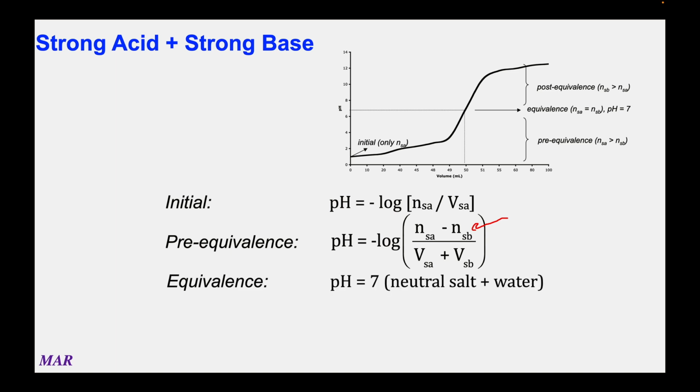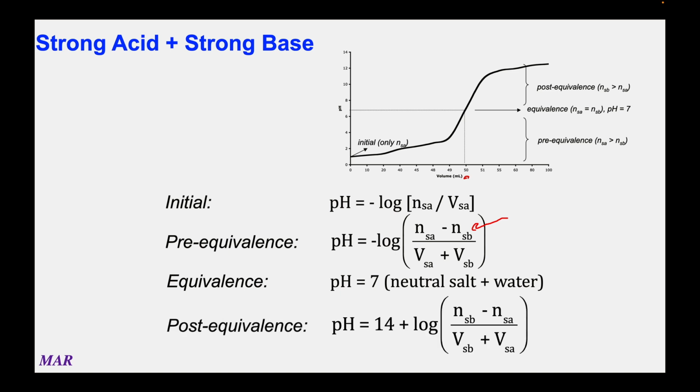Now finally, you'll get to the equivalence point. And in this particular problem, it looks like it's about 50 milliliters. And at that point, moles of strong acid equal moles of strong base. You're only going to have water and some neutral salt, which doesn't affect pH. So that's why the pH should be very, very close to 7. So just keep that in the back of your mind.